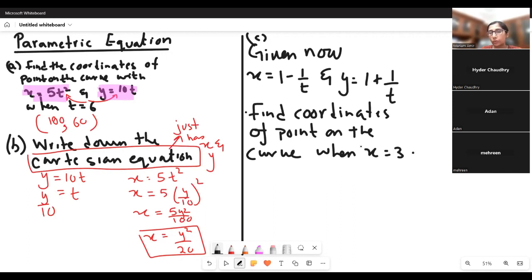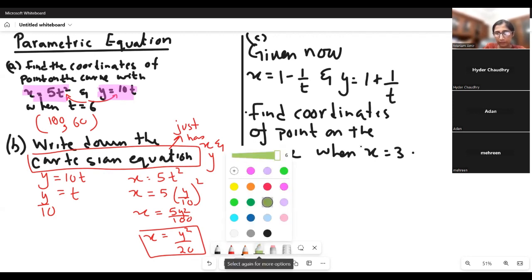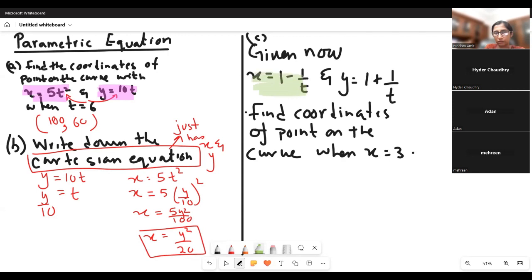All right. So what do we do here? We need a coordinate, that is, we need x comma y. We already have x, which is 3. How do we find y? You're given these equations in terms of x and y. X is 3, so use that and find t. And once you have t, put it in y's equation and get y.